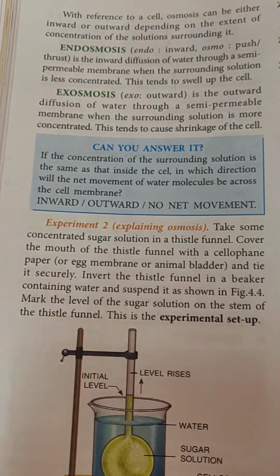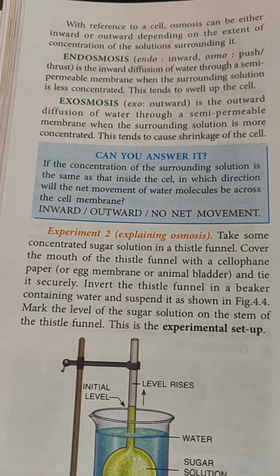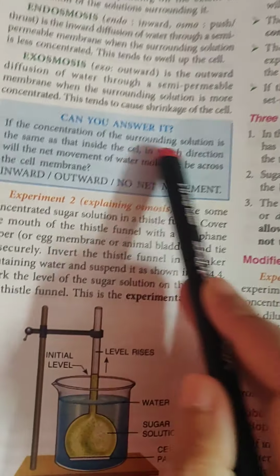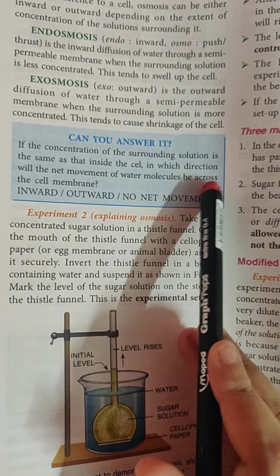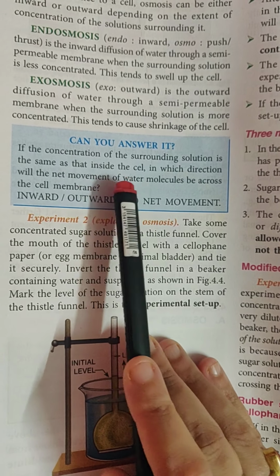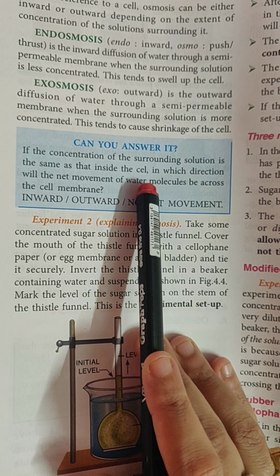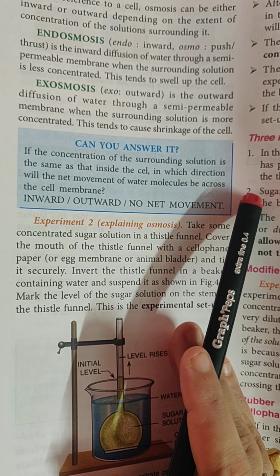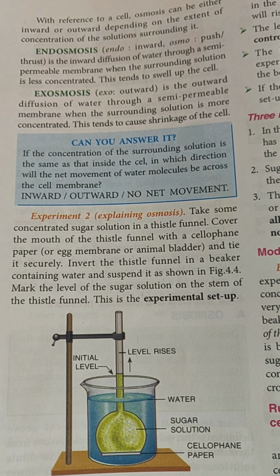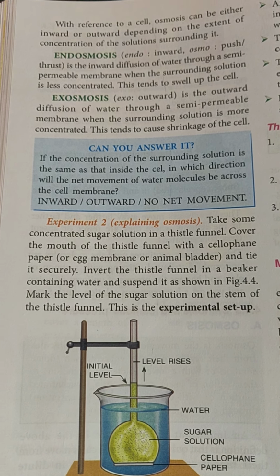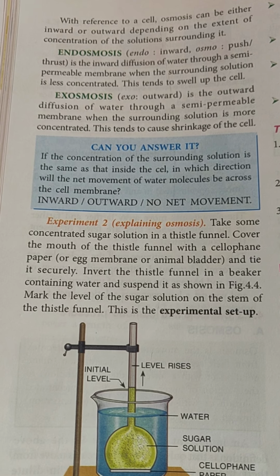I hope you all have done the experiment related to diffusion and have come to a conclusion. Try to answer this yourself. The question says, if the concentration of the surrounding solution is the same as that of inside the cell, in which direction will the net movement of water molecules be across the cell membrane? Will it be inward, outward, or no net movement? Think about it.